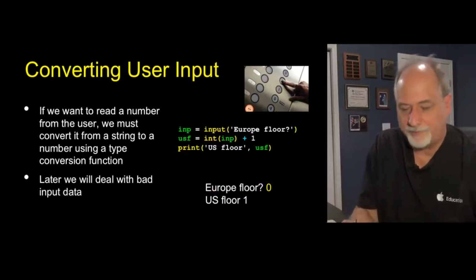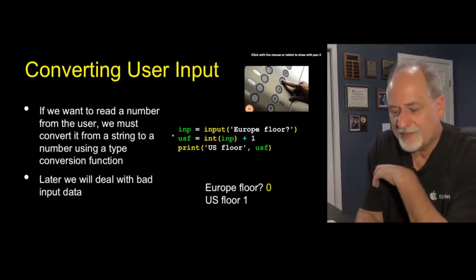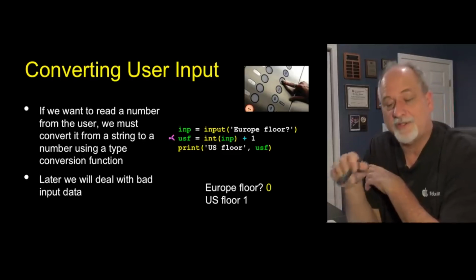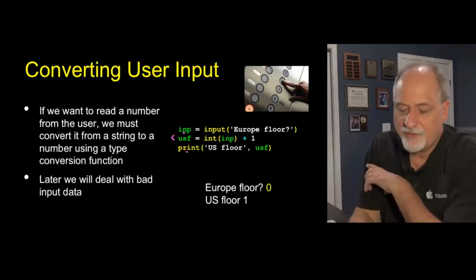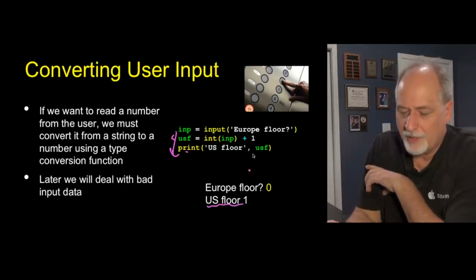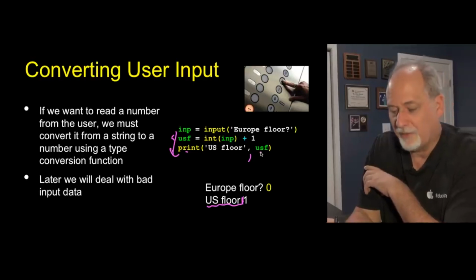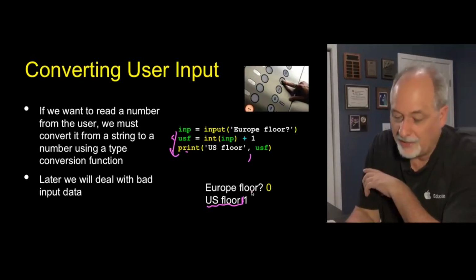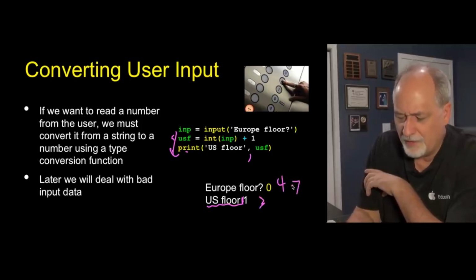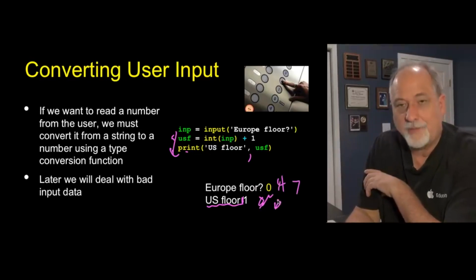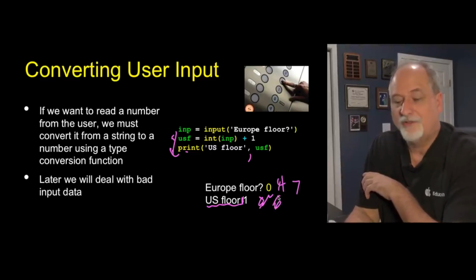And so at this point, USF has the United States floor that's equivalent to the European floor, and then I just fall down and I do a print statement. Print out US floor, comma, that's this space right here, and then whatever the contents of the USF variable is. And you could see that I could write this one 4, and it would say 3. I could write this and say 7, and it would say 6. This is an amazing program. It converts floors in a European numbering scheme.